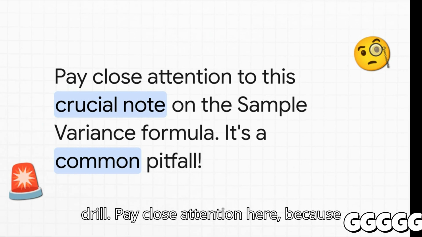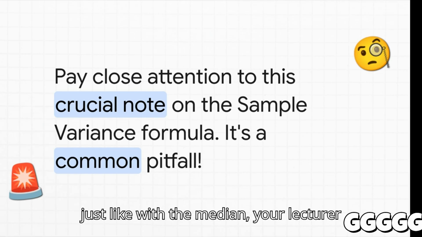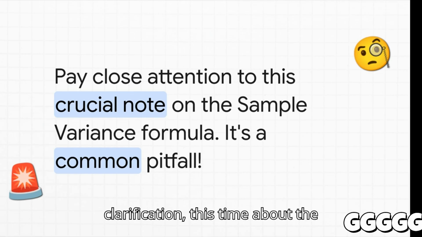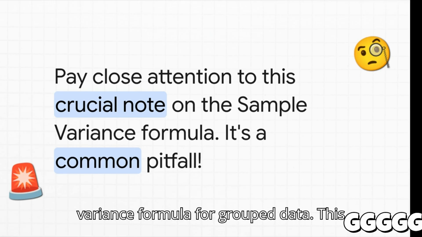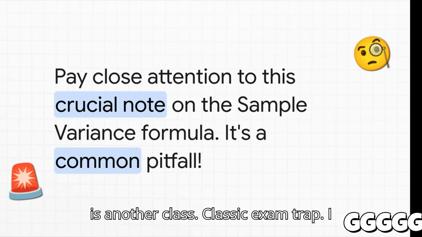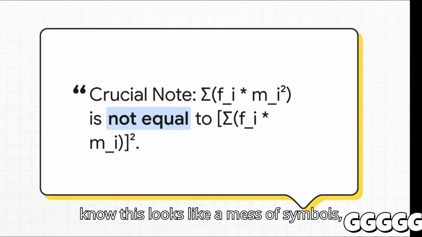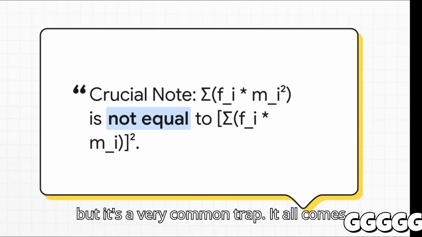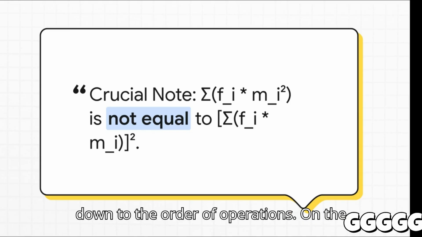Pay close attention here because, just like with the median, your lecturer flagged another really important clarification, this time about the variance formula for grouped data. This is another classic exam trap. I know this looks like a mess of symbols, but it's a very common trap. It all comes down to the order of operations.